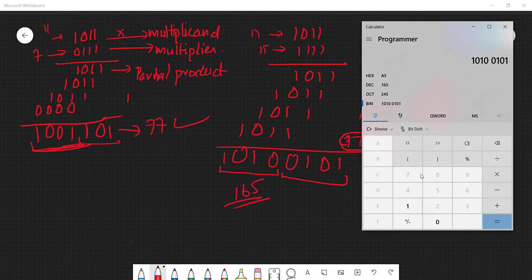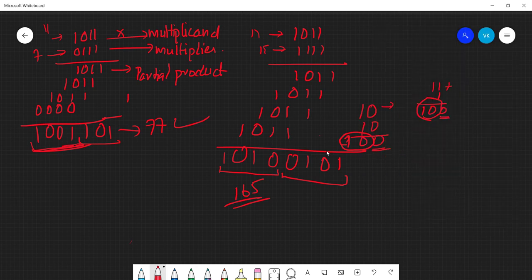And our problem was 11 times 15, which is 165. So the answer is right. Okay, so keep this in mind. When you have remainder, it can be more than one bit, so you need to do it properly.